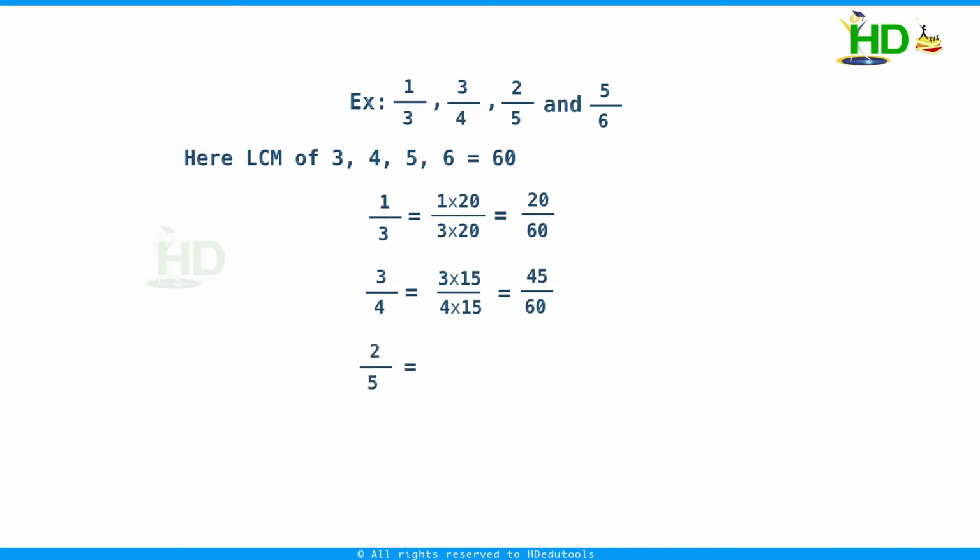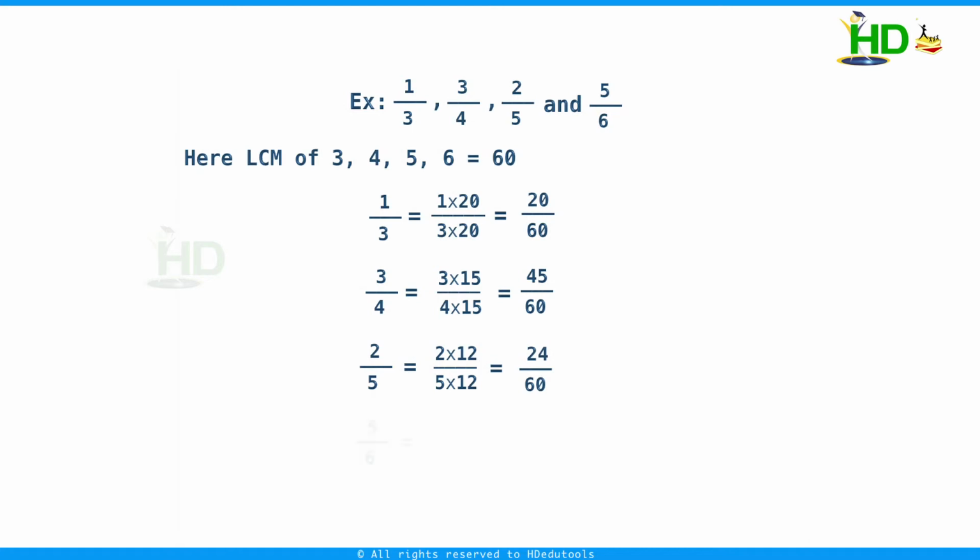Consider 2 by 5. Here the denominator is 5 and we have to make this into 60. For this we have to multiply 5 with 12 and also we multiply the numerator with 12. Therefore 2 by 5 can be written as 2 into 12 divided by 5 into 12. That is 24 by 60.